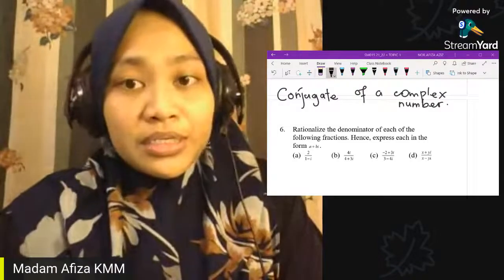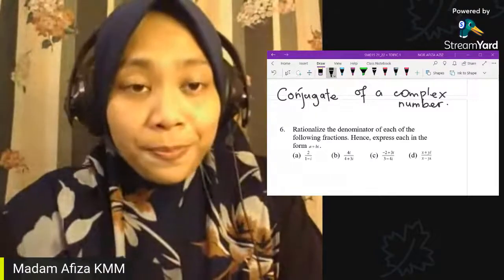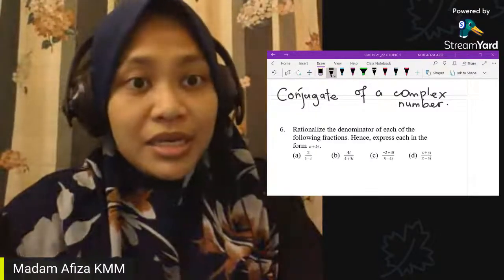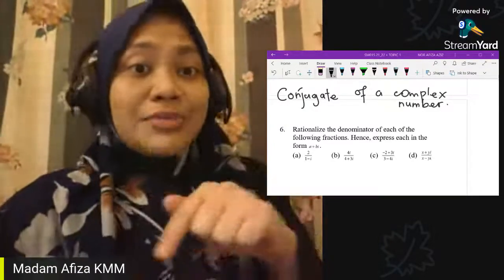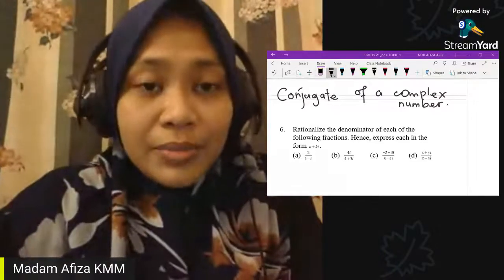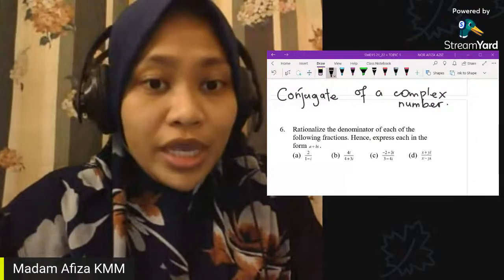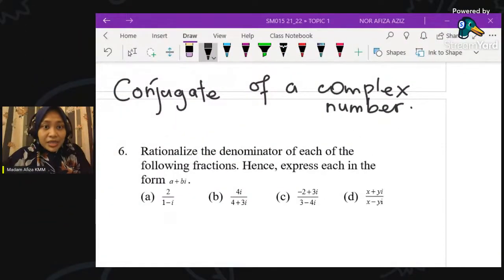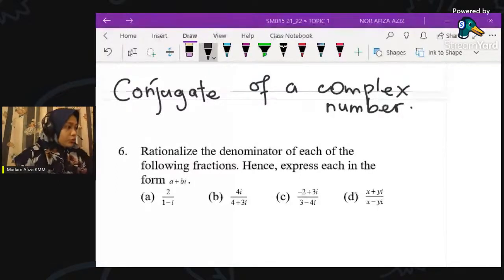Okay, so today we will continue the lesson for complex number. Don't forget to watch the video in the previous lesson yang Madam dah bagi sebelum ni. Boleh tengok dekat description. Okay, so hari ni Madam akan sambung to the next subtopic in complex number, which is about the conjugate of a complex number. So what is the conjugate of a complex number and how to use the conjugate of complex number in our calculation? So let us start.